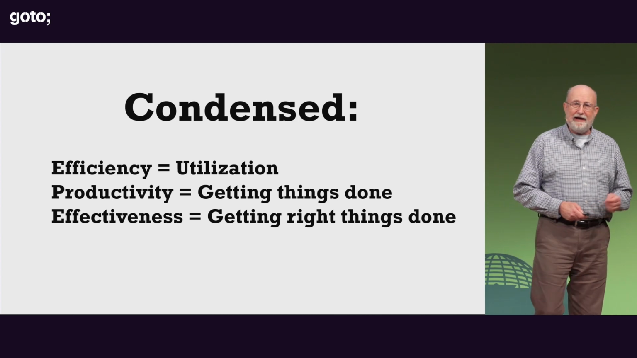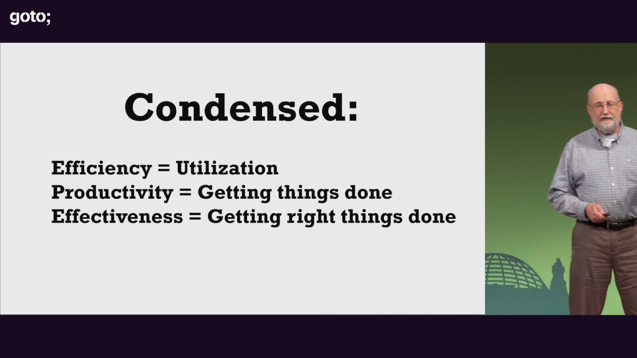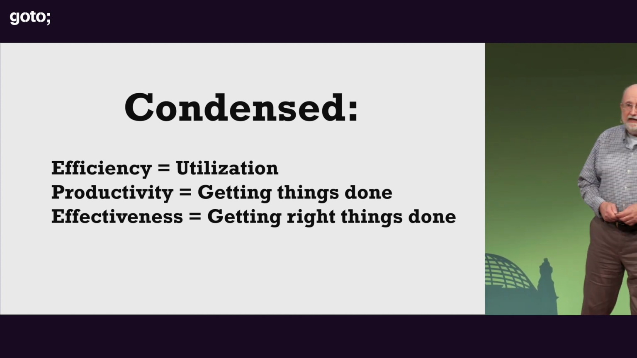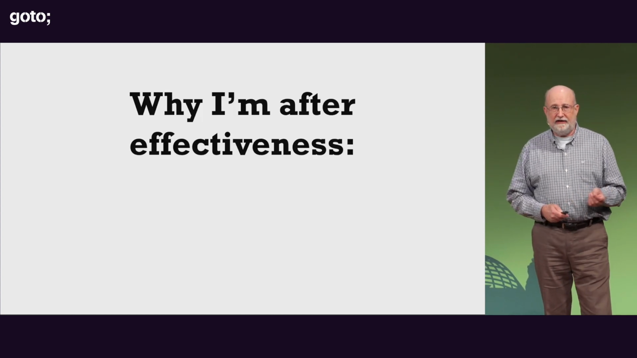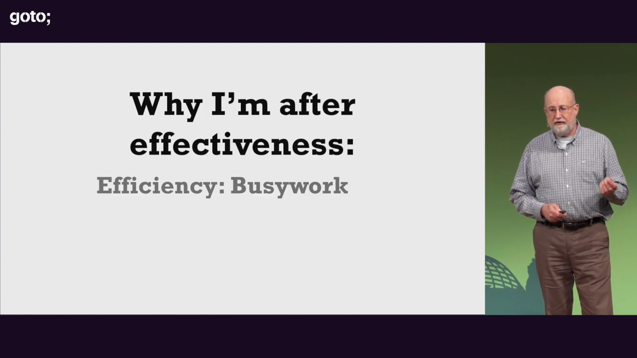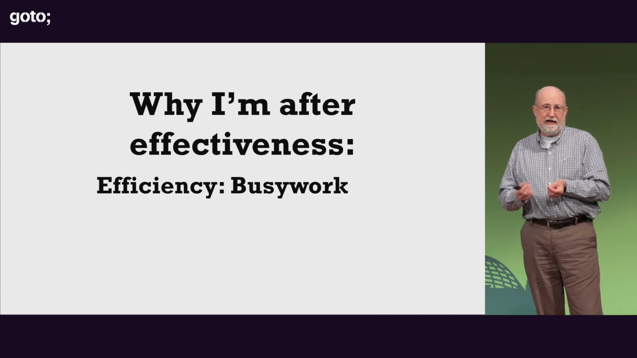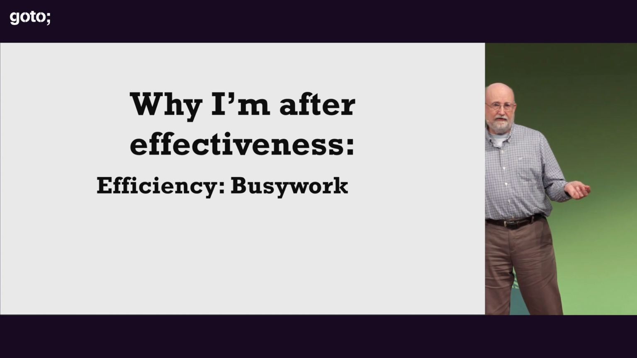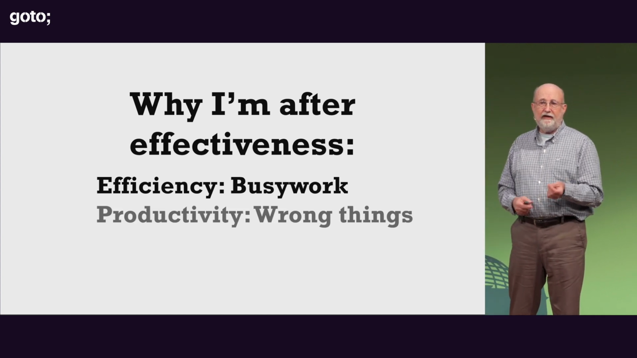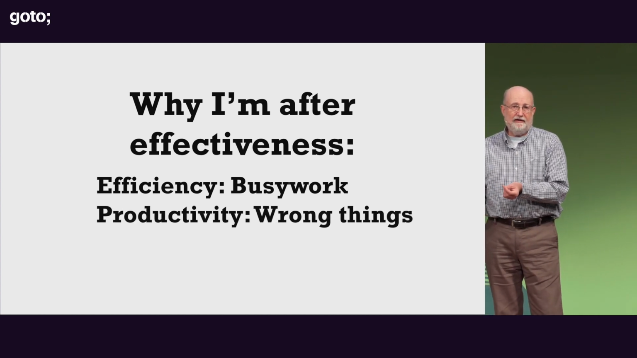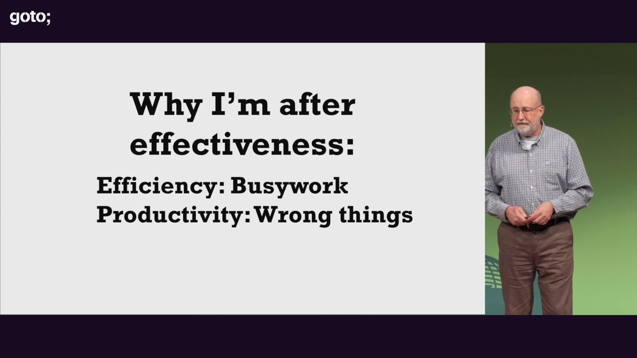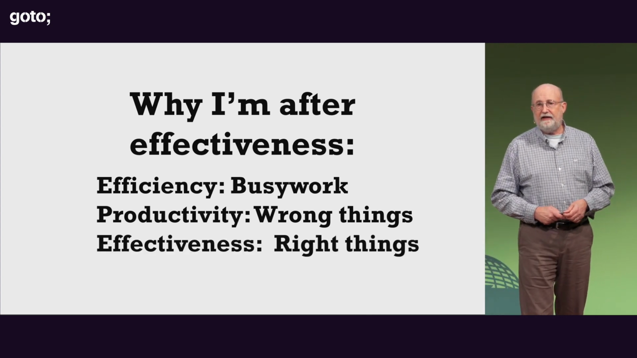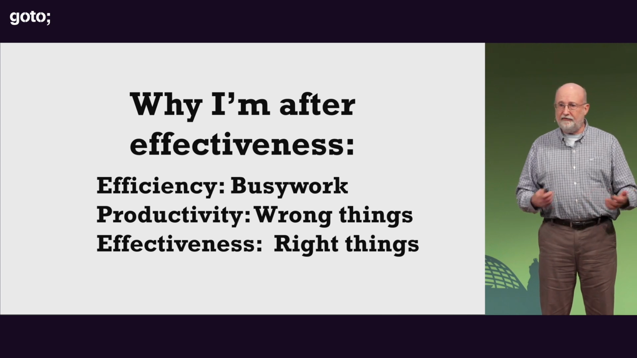The reason that I'm after effectiveness rather than these two other things is that we can essentially measure for efficiency just by busy work. Is everybody working? That's not necessarily a good thing. For productivity, are things getting done? That's not necessarily a good thing. And then effectiveness, are we getting the right things done? So this is what I want to do.